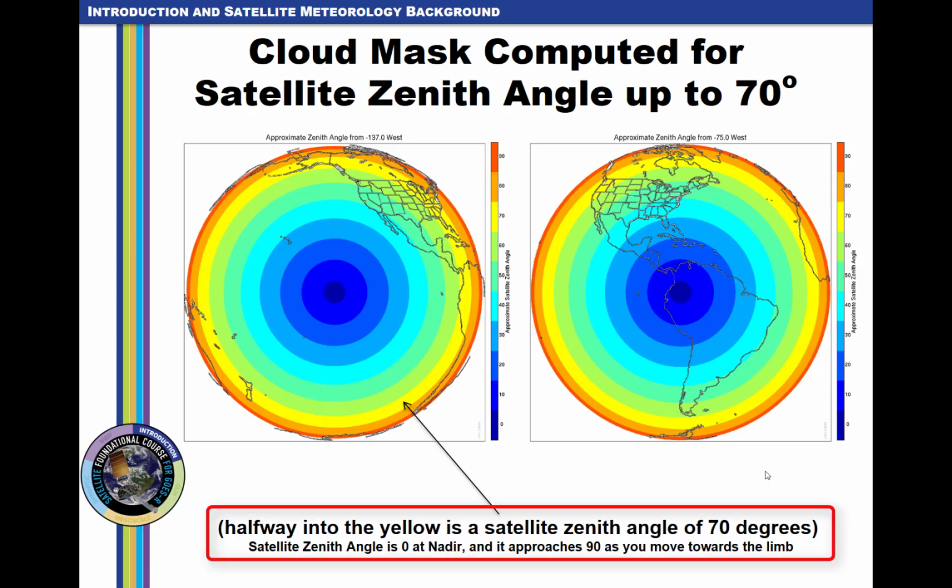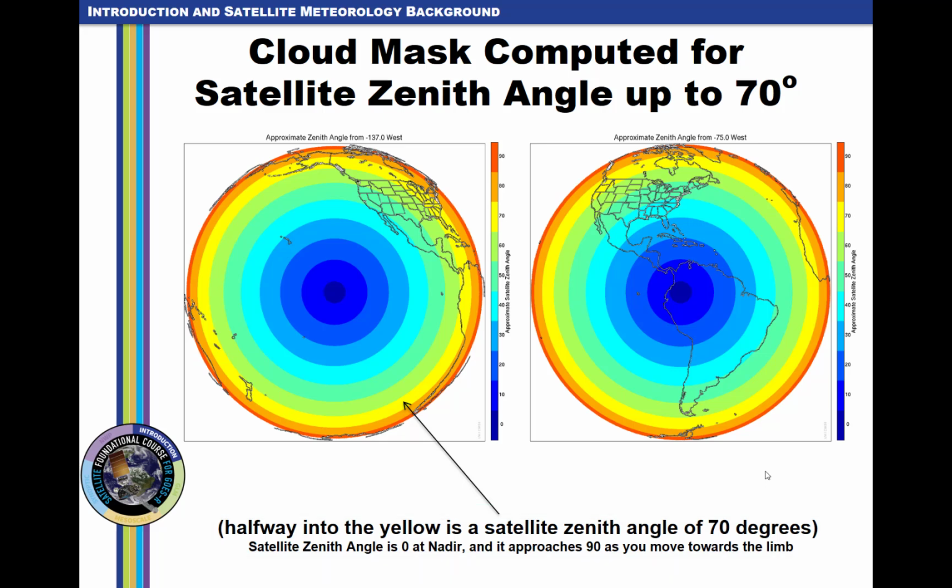Cloud mask is computed up to a satellite zenith angle of 70 degrees, which is shown graphically here for the GOES West and GOES East locations. Note that the cloud mask over most of Alaska and the eastern U.S. cannot be quantitatively computed from GOES West. Similarly, cloud mask for much of western Canada cannot be computed from the GOES East position. Some cloud products computed subsequent to cloud mask are not computed all the way to a satellite zenith angle of 70. They cut off at 62 or 65 degrees.